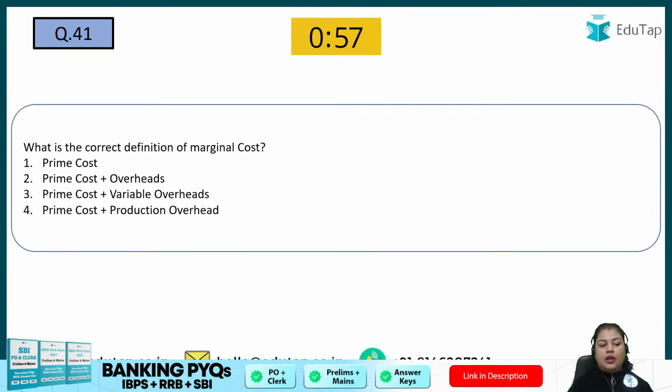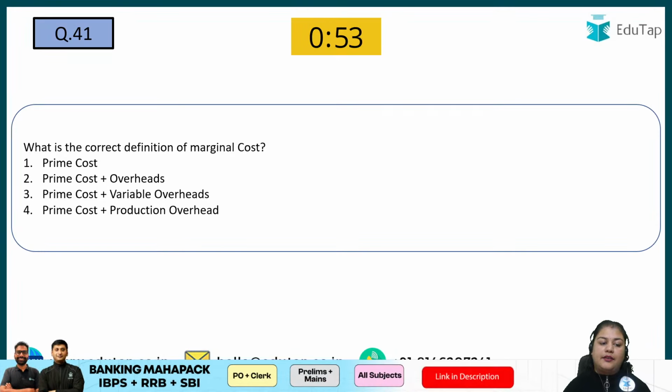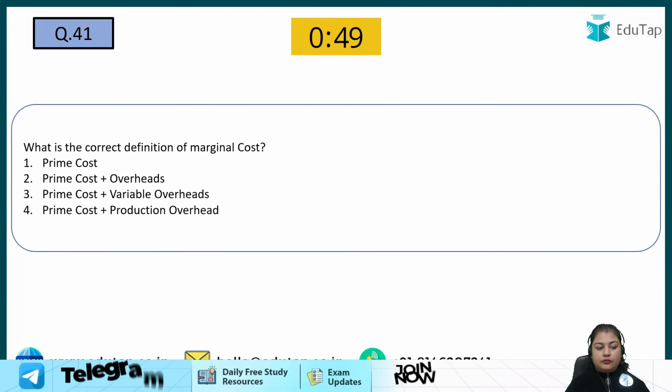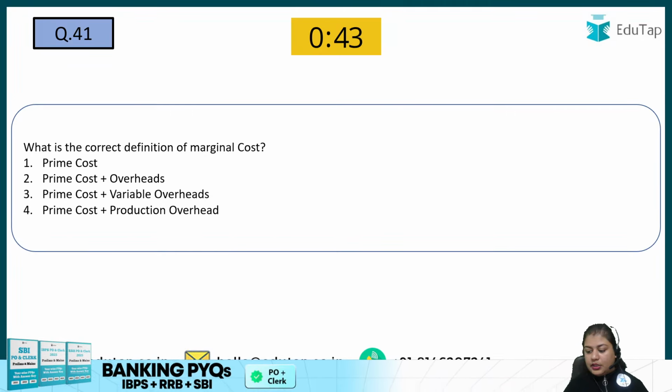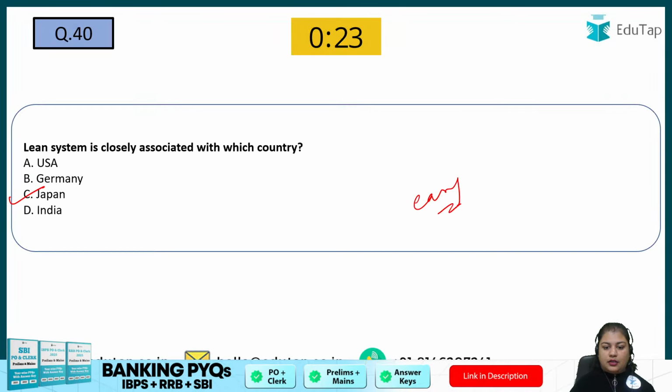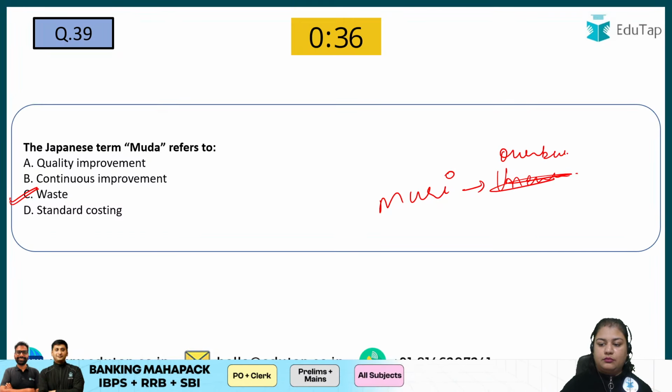A little tricky. What is the correct definition of marginal cost? Okay, sorry, I must have said it wrong. Yes, muri is overburden. That's right.